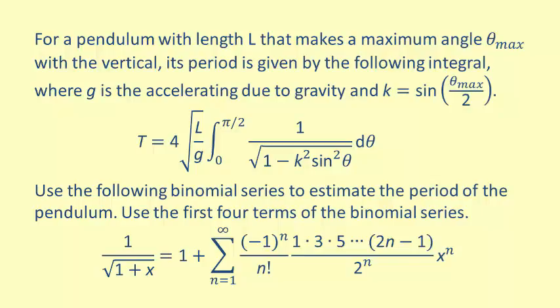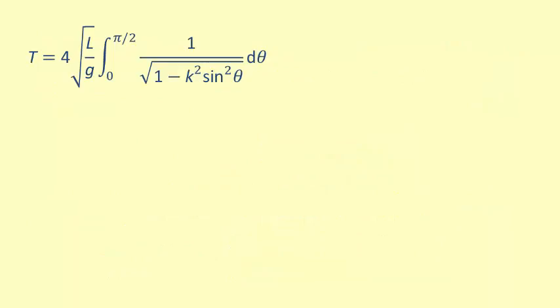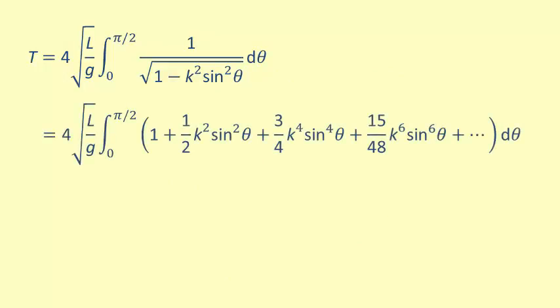By comparing the integrand to 1 over the square root of 1 plus x, we can use this binomial series to estimate the integral. Notice that if we set x equal to negative k squared sine squared of theta, we can rewrite the integrand using the binomial series. So, substituting negative k squared sine squared of theta for x, we get the integral from 0 to pi over 2 of 1 plus 1/2 k squared sine squared of theta plus 3/4 k to the 4th sine to the 4th of theta plus 15/48 k to the 6th sine to the 6th of theta and so on, with respect to theta.